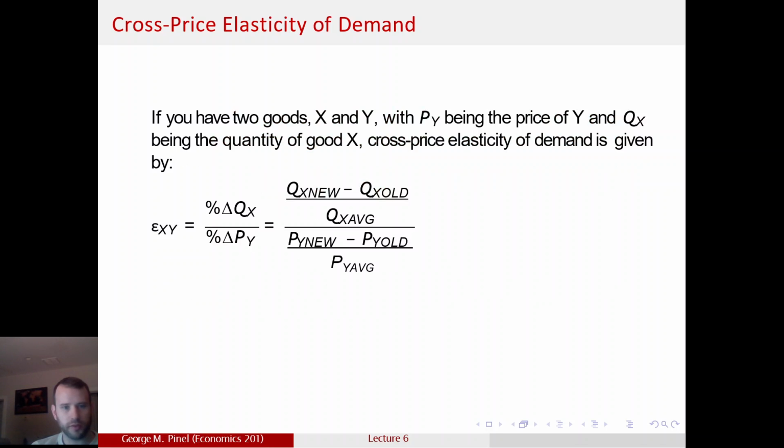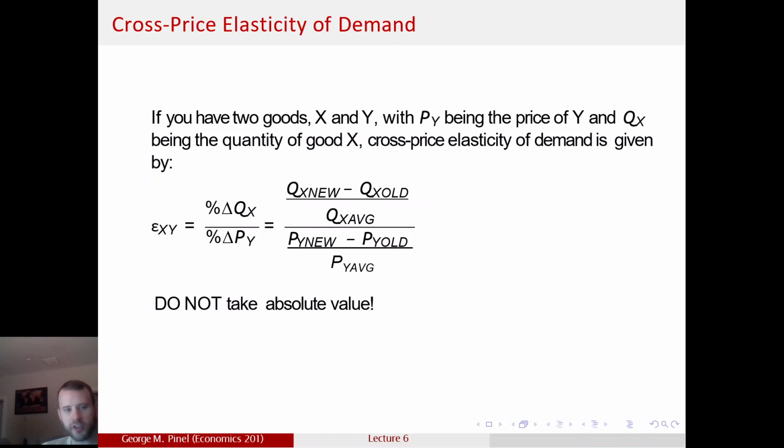So we have a formal formula here that can tell us whether something's a substitute or a complement. Imagine you have two goods, X and Y. The price change happens in Y and it affects good X. So PY is the price of Y, QX is the quantity demanded of good X. Cross-price elasticity of demand is then given by the change in quantity of good X as a result of the change in price of good Y. The formula should look very similar. It's just that we're adding in these X's and Y's because it's going to be different goods X and Y.